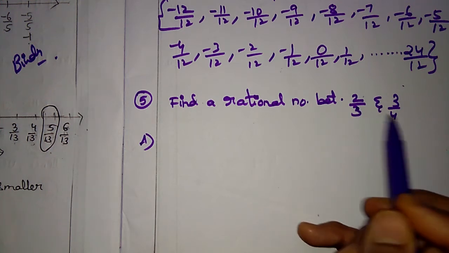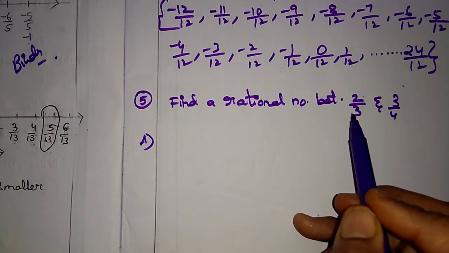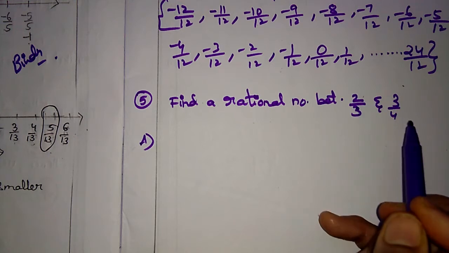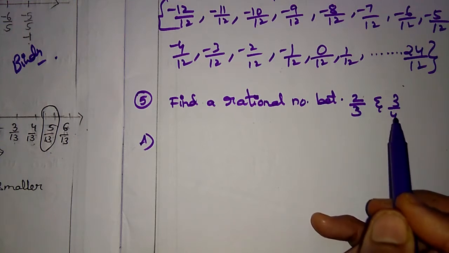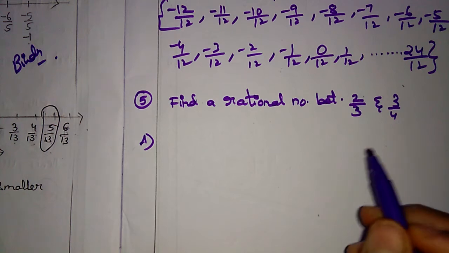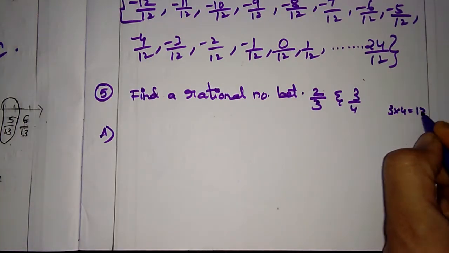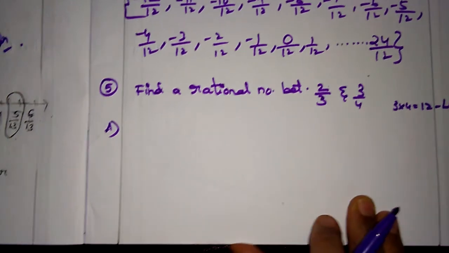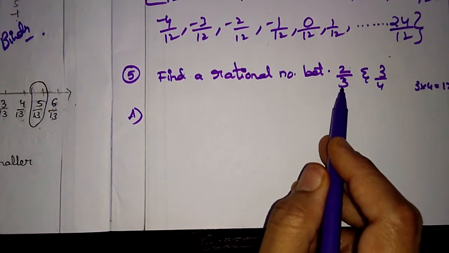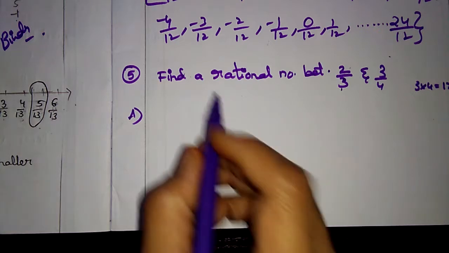So take the LCM for 3 and 4. Yes, now 3 and 4. 3 is prime, 4 is composite, and 4 is not a multiple of 3. So 3 4s are 12. 12 is our LCM. So you have to make 2 by 3, this 3 as 12, this 4 as 12.